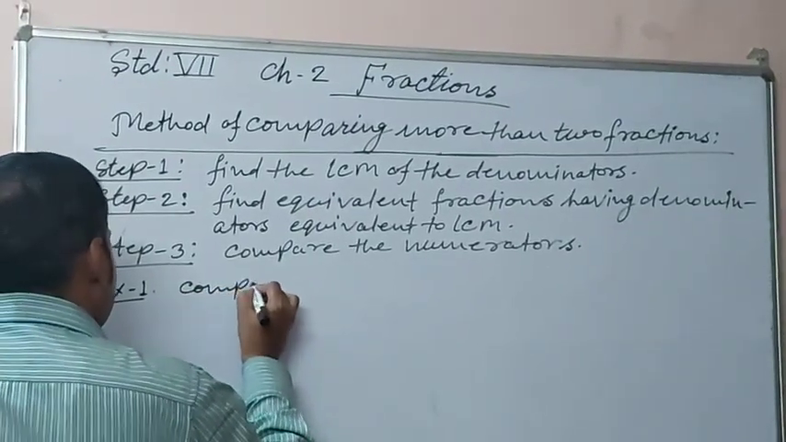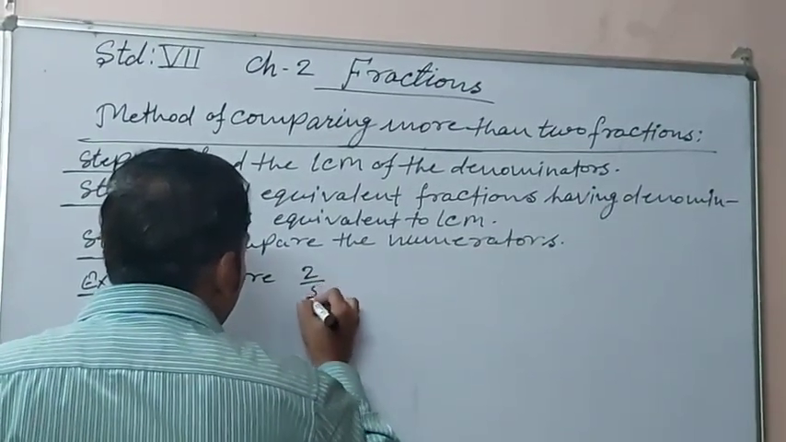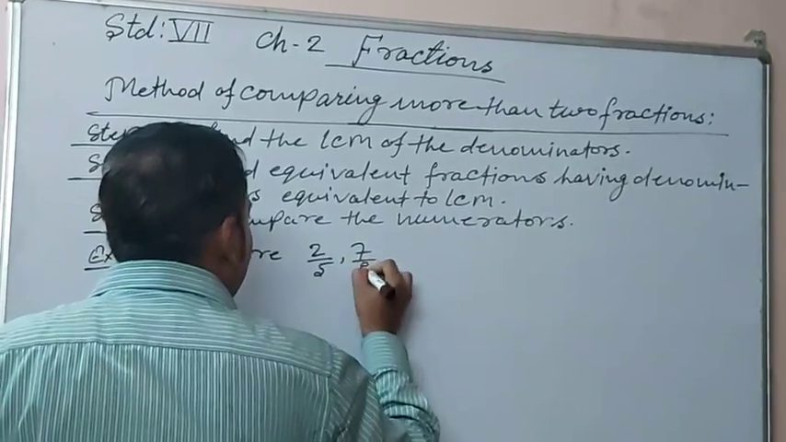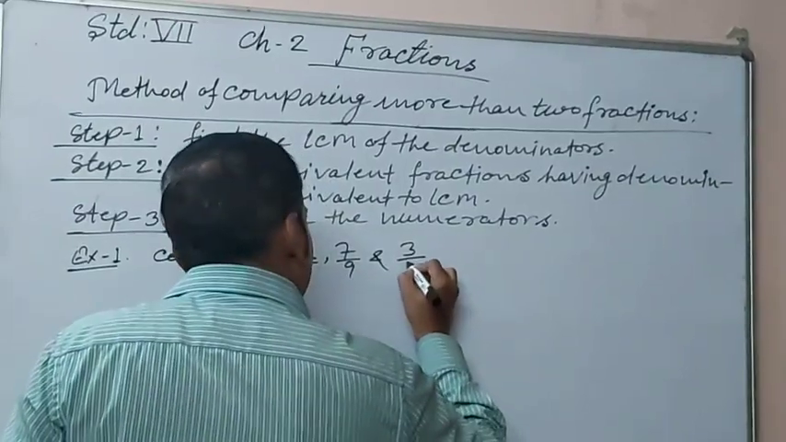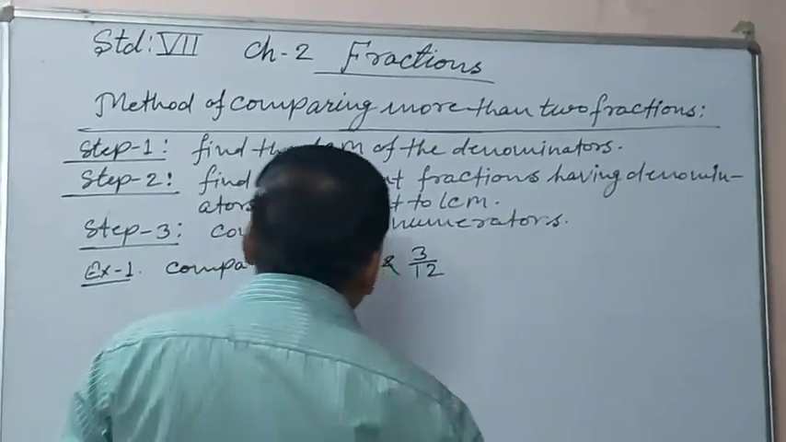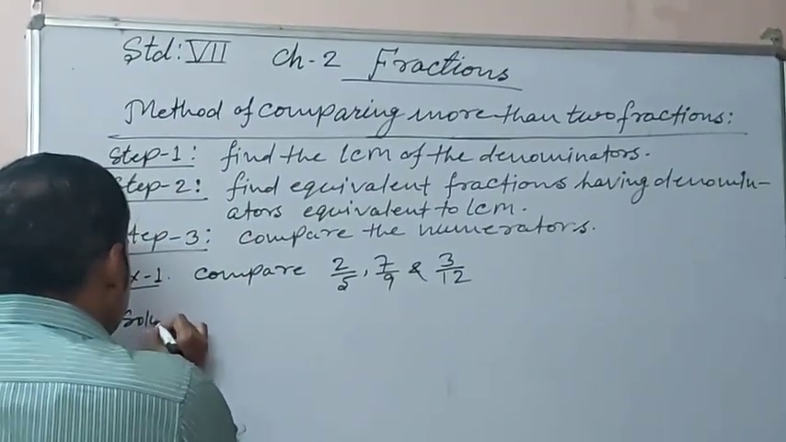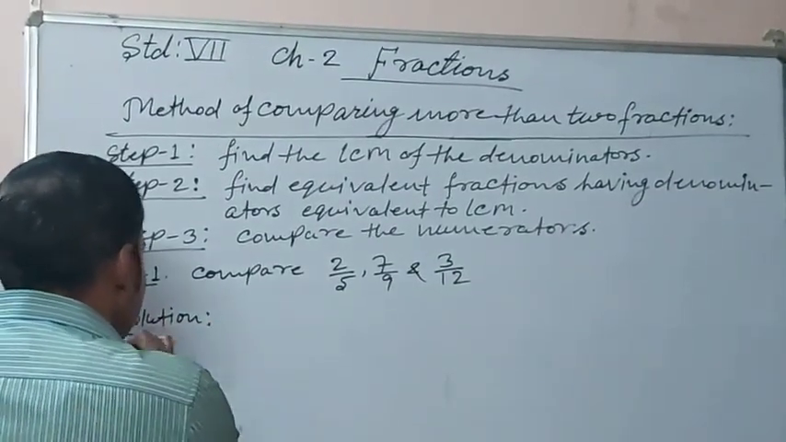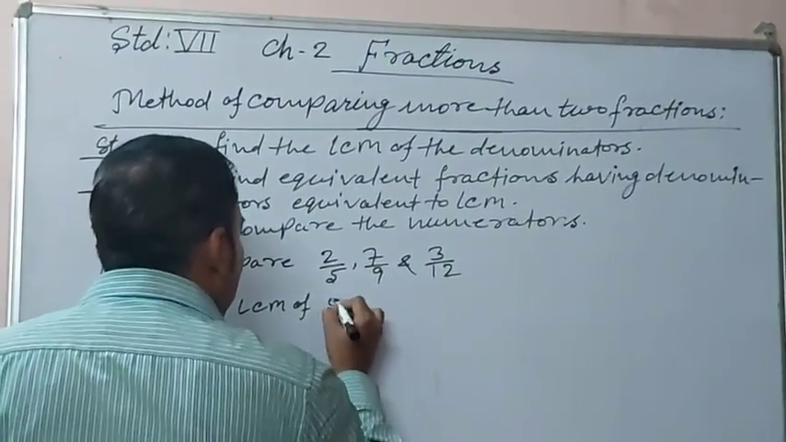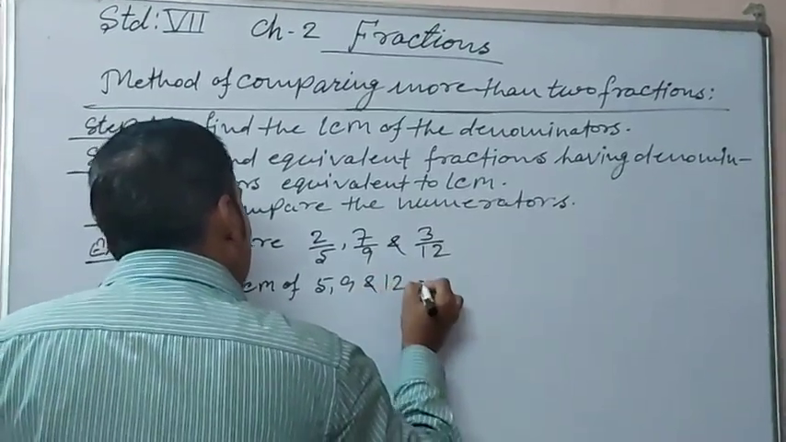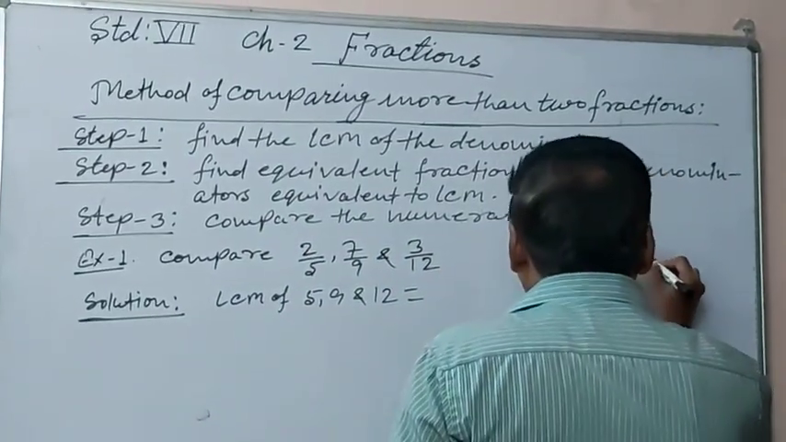Compare 2/5, 7/9 and 3/12. First of all, in solution we shall find the LCM of 5, 9 and 12. So find the LCM here. 5, 9, 12.